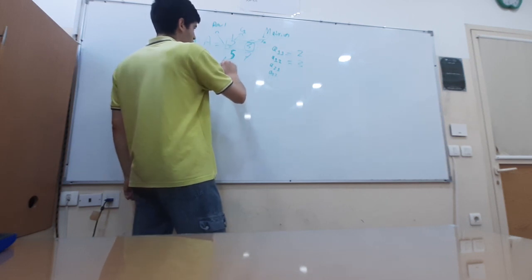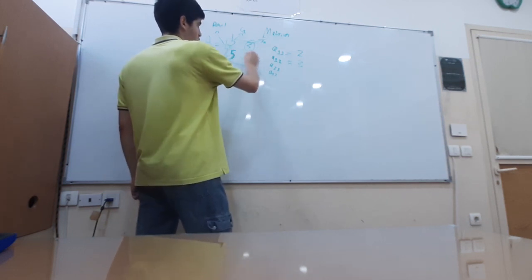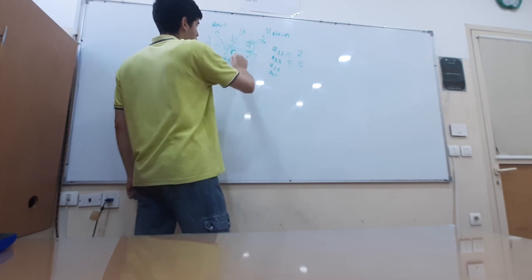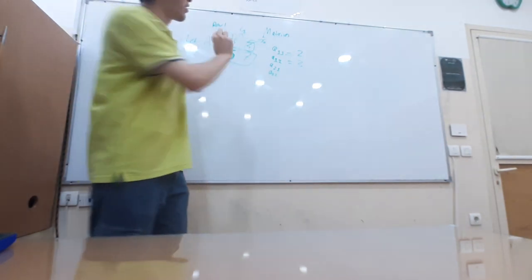Now row 2, column 1. This is all row 2, and this is column 1. So it's the intersection, which is 5.